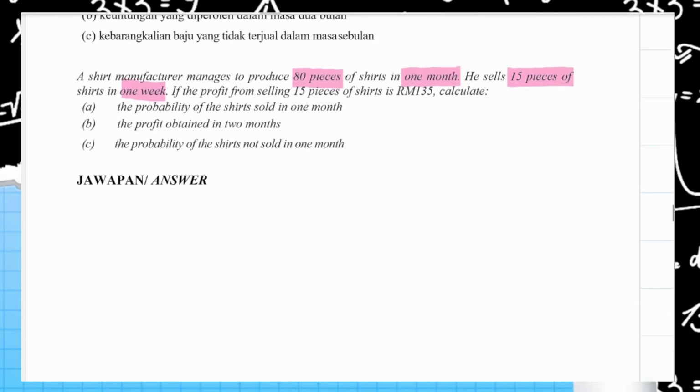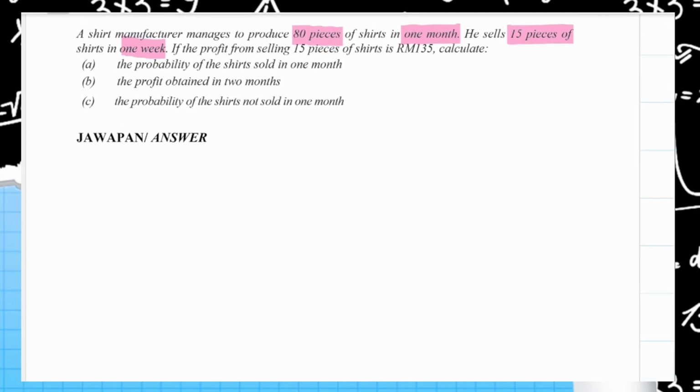Okay, so 3 benda nak kat sini. Yang pertama, the probability of the shirt sold in 1 month. The second one, profit obtained in 2 months. And the last one, the probability of the shirt not sold in 1 month. Okay. So, kalau kita tengok kat sini, kita nak cari probability of shirt sold in 1 month.